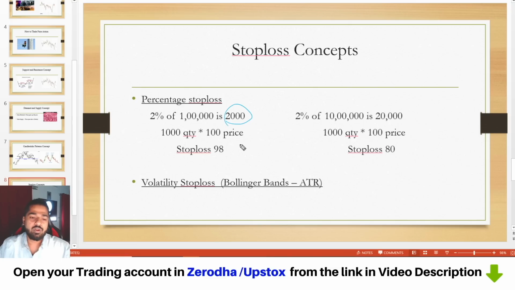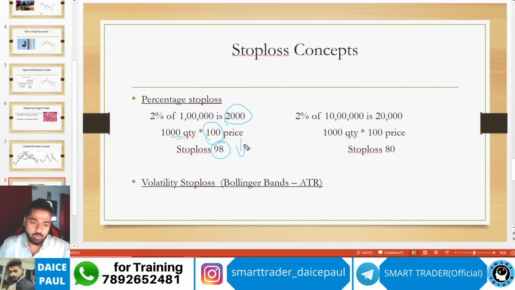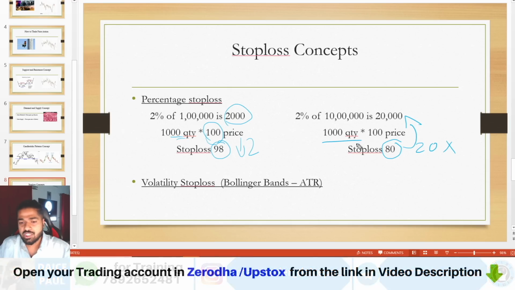A 2000 rupees stop loss: if the price is 100 rupees and you hold 1000 shares, if it goes 2 rupees down to 98 rupees, the 2000 rupees stop loss is hit. But in case of this person, it has to go up 20 rupees for him to achieve 20,000, because 20 rupees has to go into 1000 shares. So it's going to be 20,000. So the short-term trading waiting period for this person is higher compared to this person, which is lower.